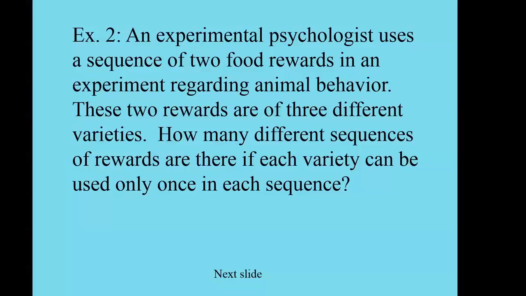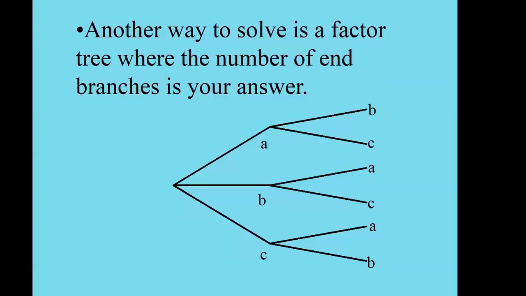Another example would be you've got a psychologist who's using food as a reward, and there's two rewards with three different varieties. How many different meals can you reward the animal with given three choices and you want any two of them? Well, another idea, instead of just listing out the possibilities, is to do a tree diagram. A tree diagram helps make sure that you haven't missed anything. So in this case, you could see that you have A, B, A, C, B, A, B, C, C, A, C, B. And then you just go to the end and count the branches. So 1, 2, 3, 4, 5, 6 options.